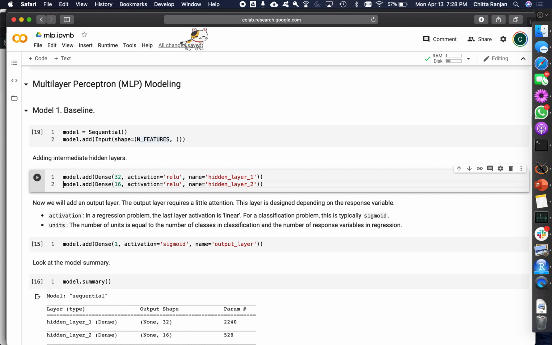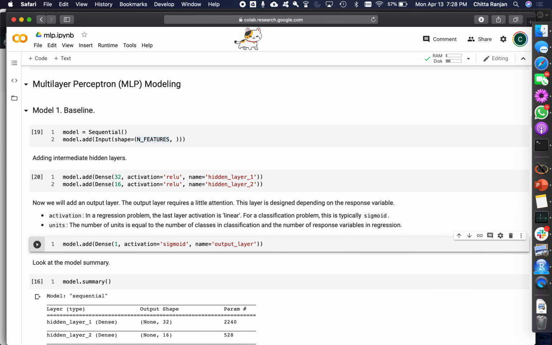And then the size of the last layer in this case will be 1 because we have a binary classifier, so the number of classes is 1. If it was a multi-class classifier, then the size will be equal to the number of classes.